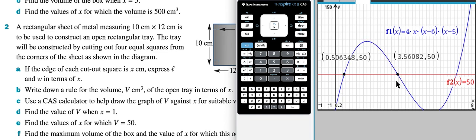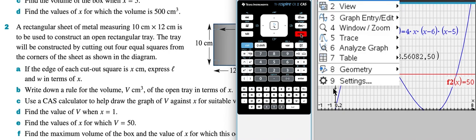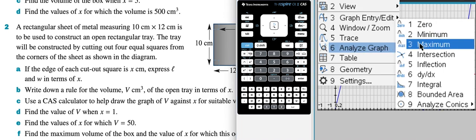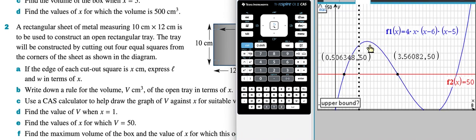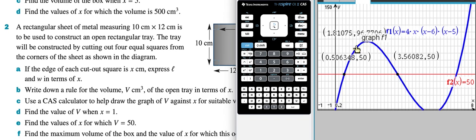Okay, so they're my values, and then it says find the maximum volume of the box and the value of x for which this occurs. So the only way you can do that is graph it, okay, because you can't estimate where that turning point is. So you're basically going analyze graph, maximum, this graph, boom, and there we have 1.81 for x, and the volume is 96.77 or 96.8 if you wanted to do one decimal place, right?